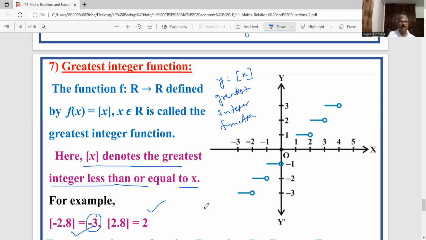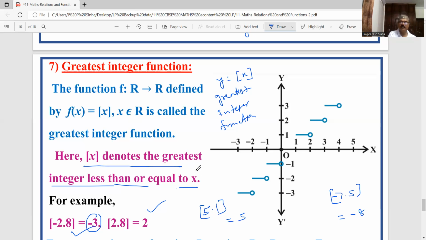So if it is 5.1, then what will be the value? y will be 5. If it is minus 7.5, what will be the value? It will be -8. Correct? Because -8 is an integer which is less than -7.5. Here for 5.1, 5 is an integer which is less than 5.1. So the graph will be like this. See here, like this.